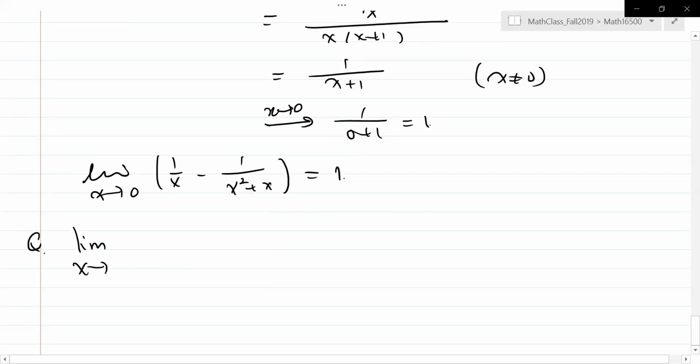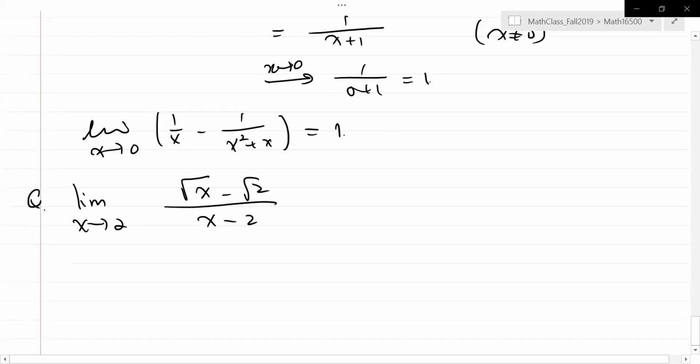Okay, let's find the limit as x approaches 2 of (square root of x minus square root of 2) divided by (x minus 2). Now, you plug 2 for x into the denominator and numerator. You find them both as 0. So you think about it, the numerator should have a factor of x minus 2.